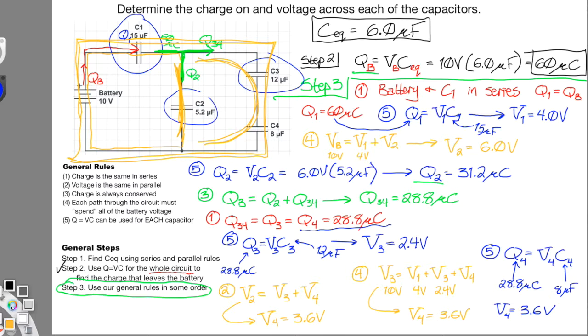So hopefully this does a good job of demonstrating how we can use each of the general rules for capacitor circuits, as well as how we go about solving one of these problems in general. First, finding the equivalent capacitance, then using Q equals VC for the whole circuit like we did up here, and then using some combination of our general rules for the rest of the problem.